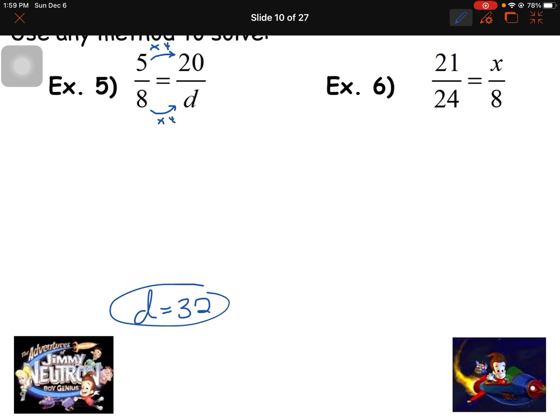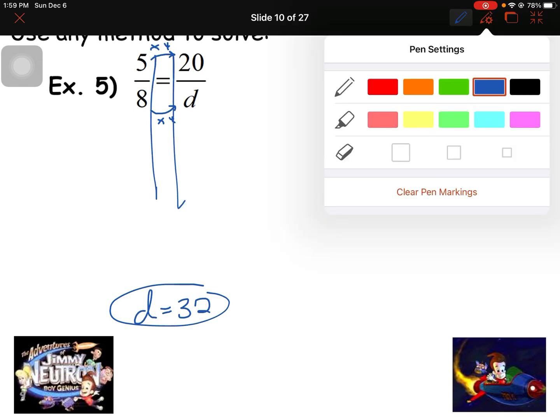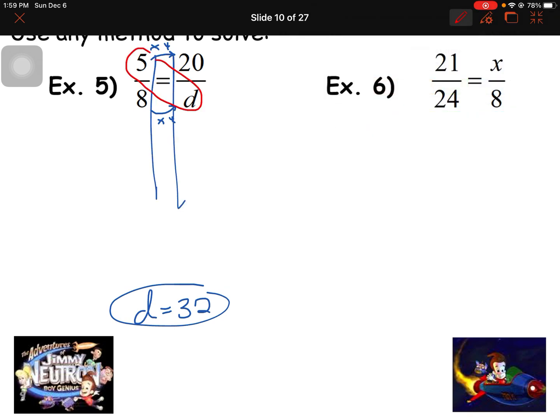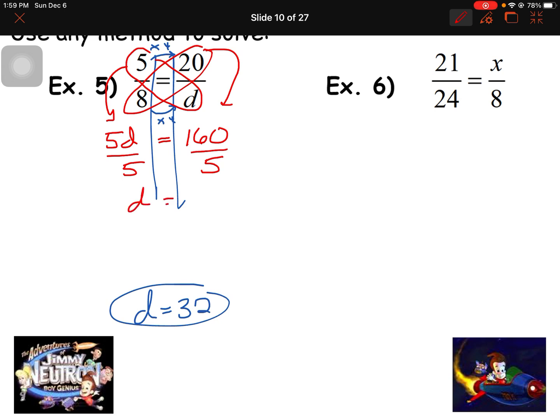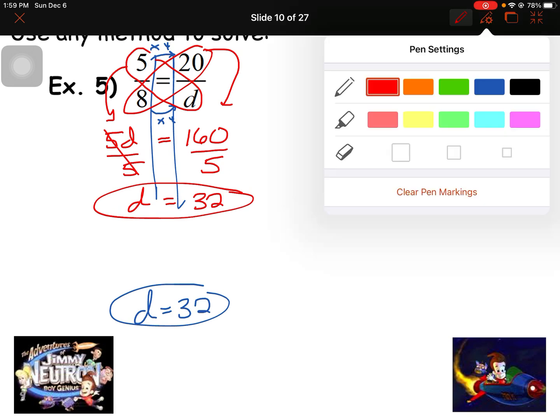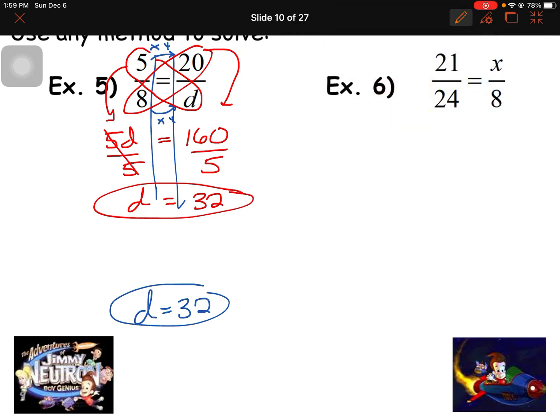Now, I'm going to show you real quick that cross products obviously still works. So if you wanted to do cross products on every single question, you can do that. And so I'd have 5 times D here, and then I'd have 8 times 2 is 16, and 160. I would divide by 5, and that would mean D would equal 32 when you take your calculator and do 160 divided by 5.